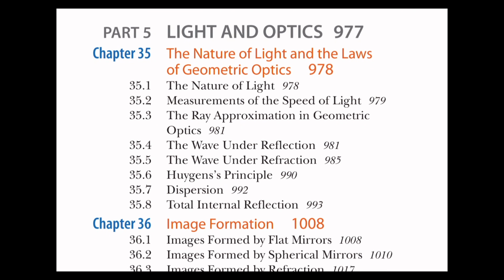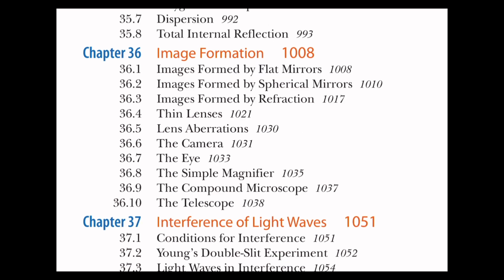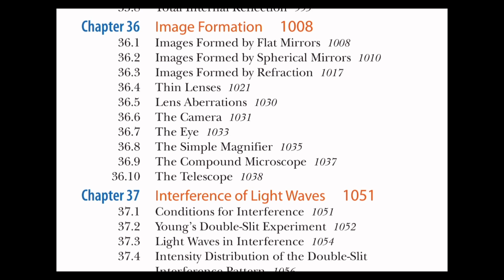The nature of light, measurements of the speed of light, the ray approximation in geometric optics, wave under reflection, wave under refraction, Huygens principle, dispersion, total internal reflection. Looks like the same stuff as the previous chapter. Image formation, images formed by flat mirrors, spherical mirrors, refraction, thin lenses, lens aberrations, the camera, the eye, the simple magnifier, the compound microscope, the telescope.